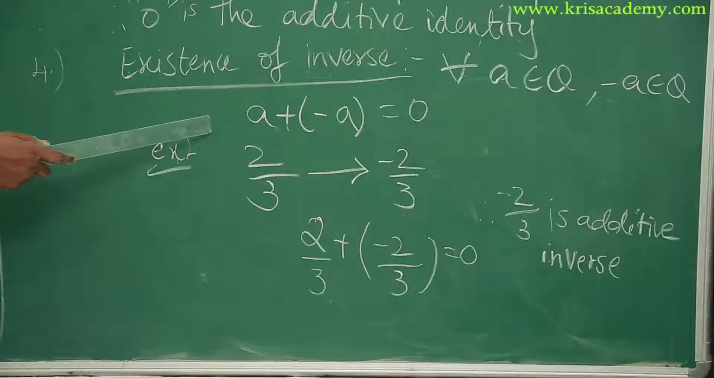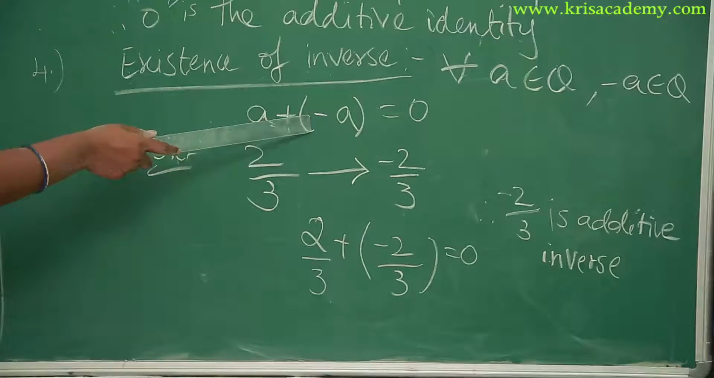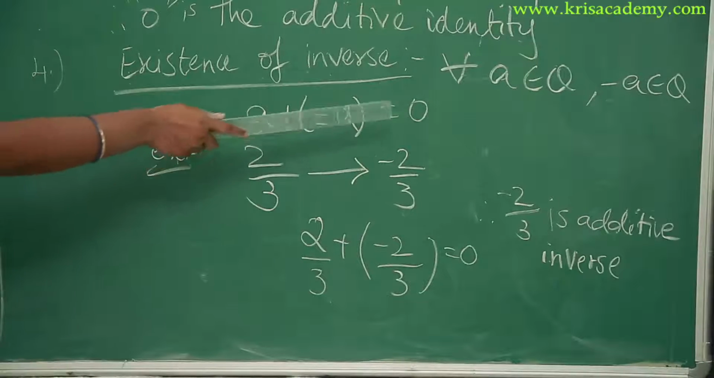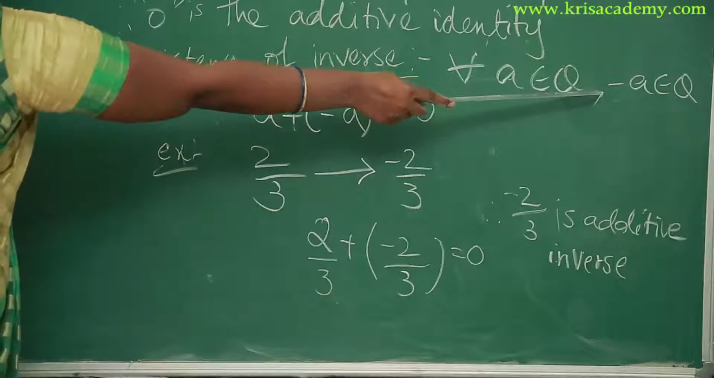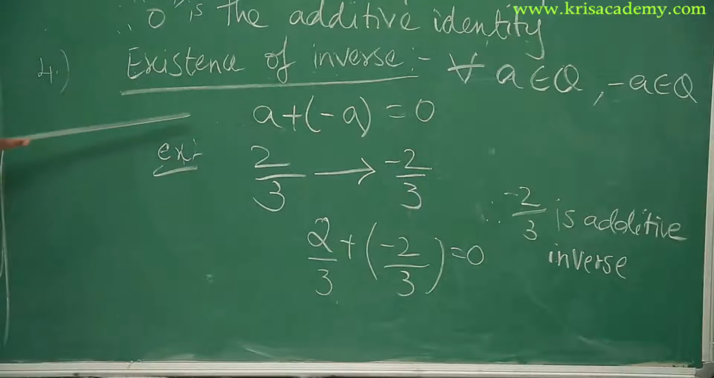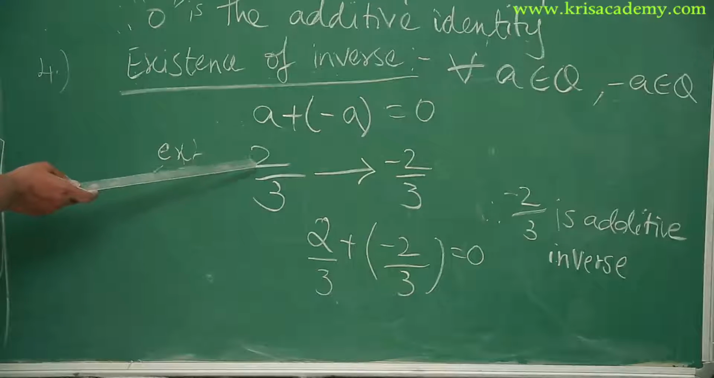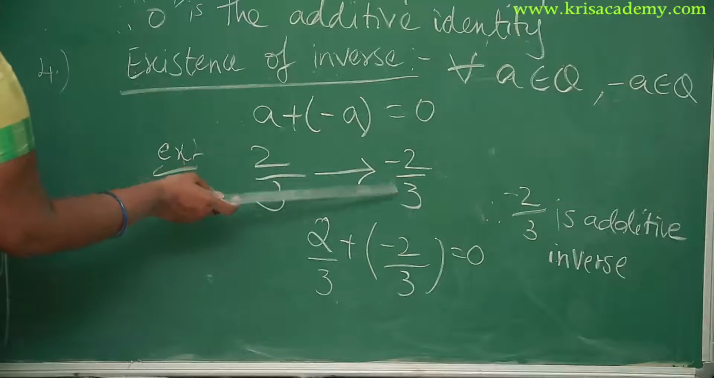Since we are in rational numbers, P and Q are from the integer set, no? So if one positive rational number is there, that negative rational number also will be present. For all A belongs to Q, minus A also belongs to Q. Since these are integers, we know plus 1 is there means minus 1 also. In the same way, for example, if plus 2 by 3 is there, the additive inverse is minus 2 by 3.